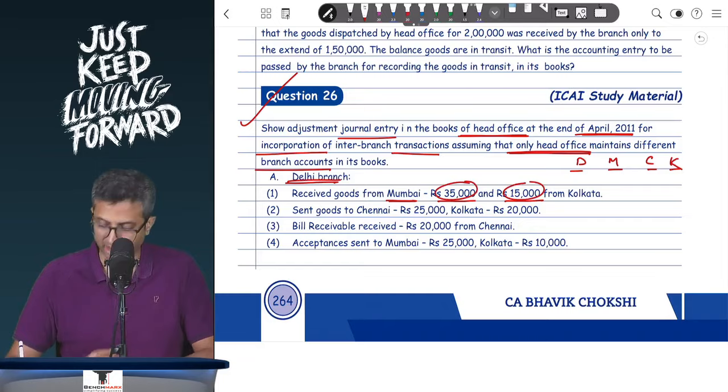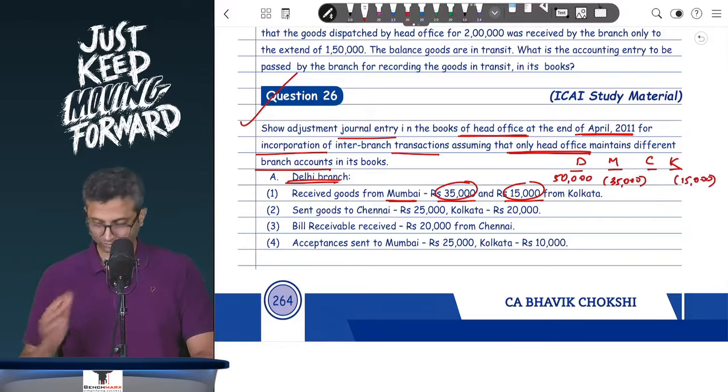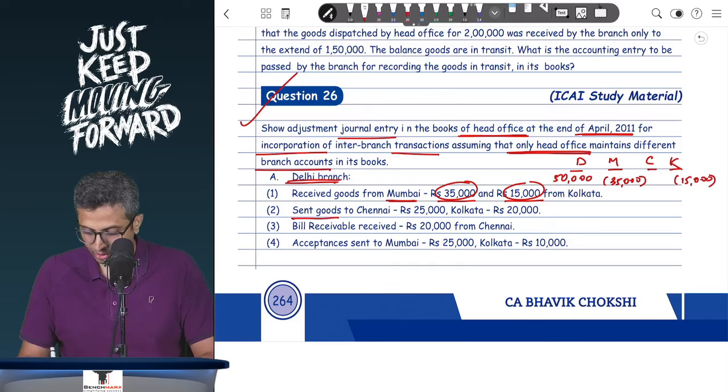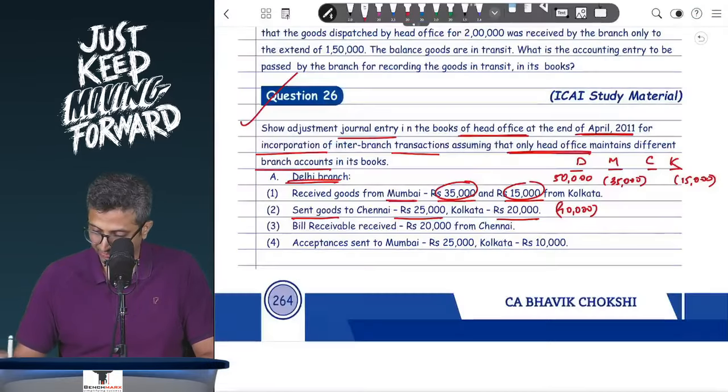So Delhi branch becomes like a debtor, 50,000 of goods that it is receiving. But from whom? Well, from Mumbai, 35,000. From Calcutta, 15,000. That's about it. Sent goods to Chennai at 25 and Kolkata 40. So when it is sending goods, it should get credit. But whoever is receiving will be debited because they have to pay. So Chennai has to pay, I believe, 25,000. Kolkata, 20,000.